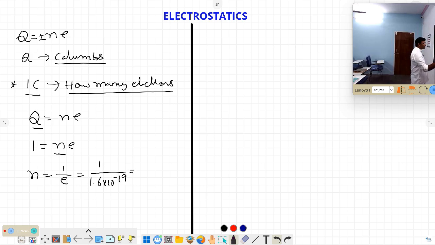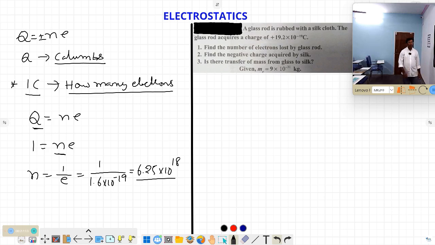This value, if you calculate, we are going to get 6.625 into 10 power 19. This value you are not going to get. If you calculate this value, how much are you going to get? You are going to get 6.25 into 10 power of 18 number of electrons. Means 1 coulomb of charge contains 6.25 into 10 power of 18 electrons.